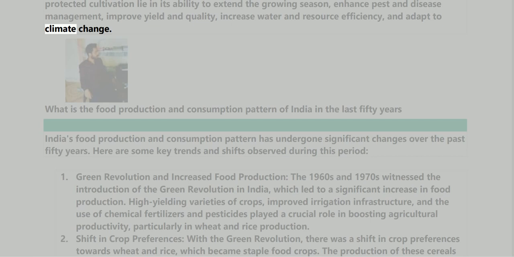What is the food production and consumption pattern of India in the last 50 years? India's food production and consumption pattern has undergone significant changes over the past 50 years. Here are some key trends and shifts observed during this period. 1. Green Revolution and increased food production.